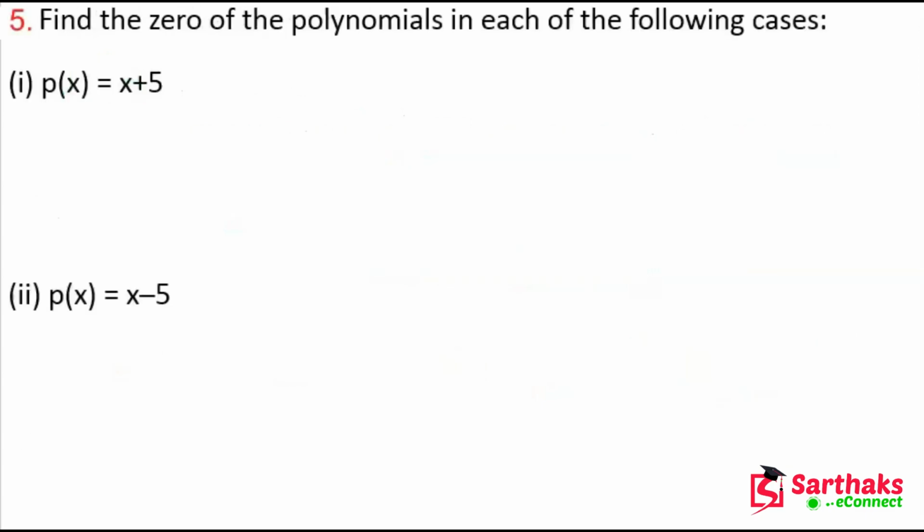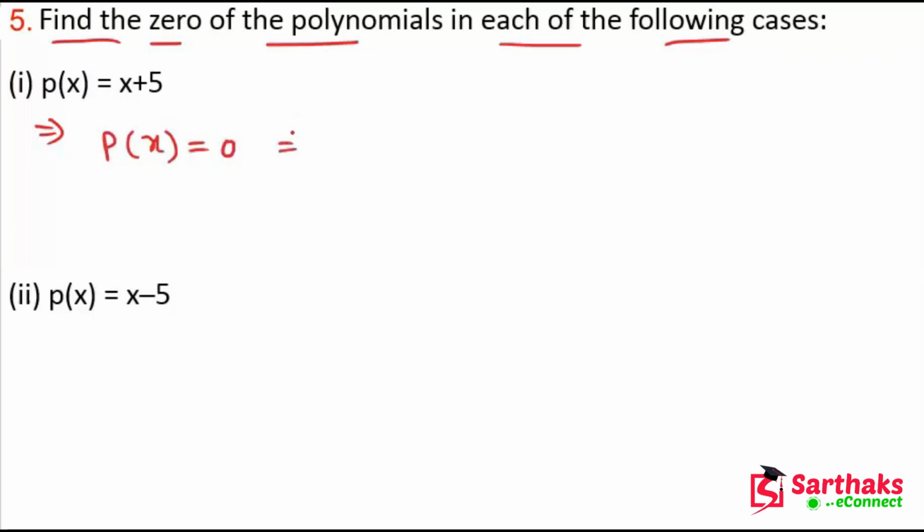Okay, so I hope you get this point my dear friends. Now, in this case my dear friends, find the zero of the polynomial in each of the following cases. Now we have to find the zeros of the polynomial. So how can we find it? For finding the zeros of the polynomial, first of all we have to put the polynomial equal to 0. Means we have to place p of x equals 0.